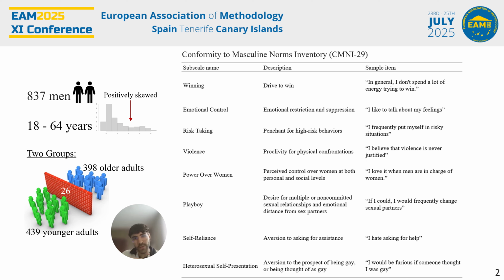In the table on the right, we can see the test used to measure masculinity, the CMNI 29, which is made up of 8 subscales. For example, the description of self-reliance, that is a factor, would be aversion to asking for assistance. And an example item would be, I hate asking for help.